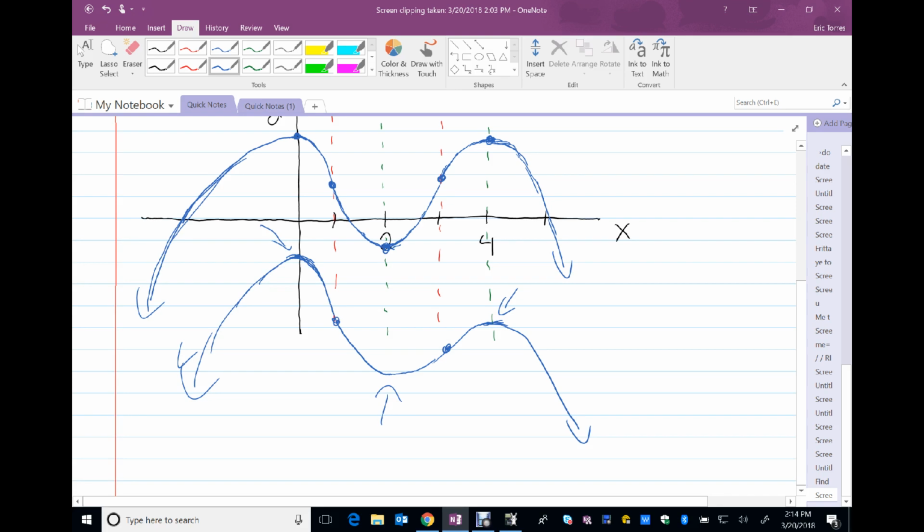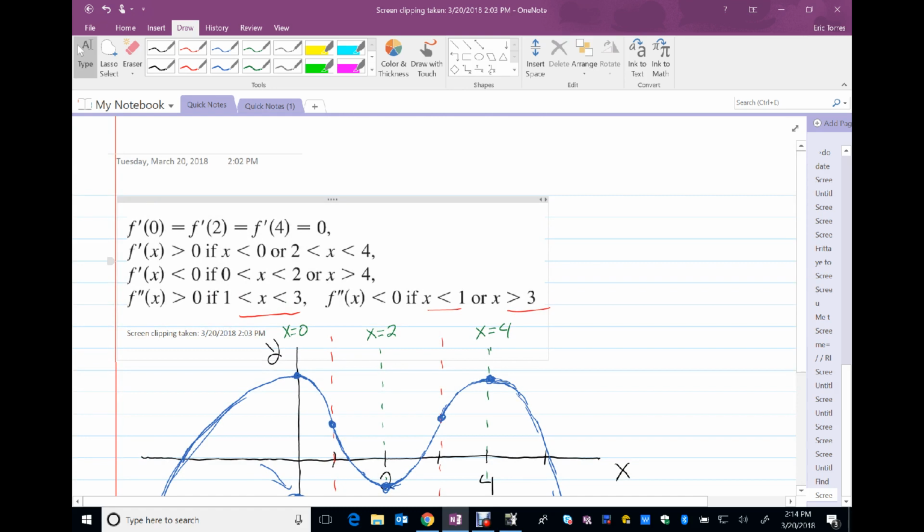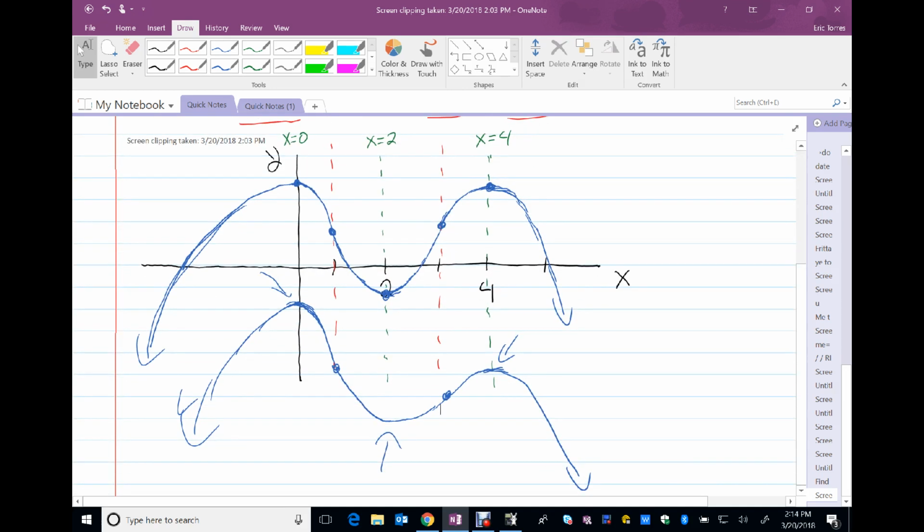So the function can shift up or down. Your local min can be a little lower or a little higher. Your local maximums can be a little lower, a little higher. However, they must occur at 0, 2, and 4. They have to. Your local mins and maxes must occur at 0, 2, and 4, and your inflection points must occur at x equals 1 and x equals 3. So again, I'm just taking the information given and making a possible graph. In this case, I've made two possible graphs that both satisfy all of the required information.